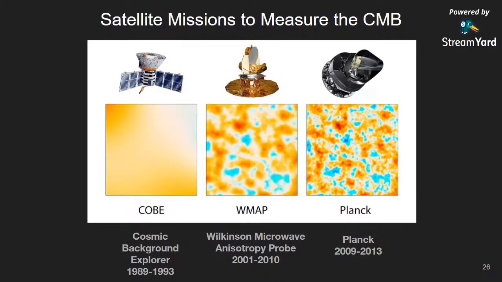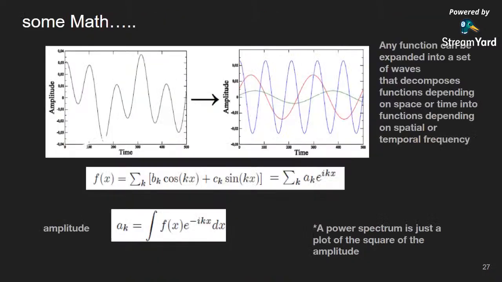And so we've had 3 satellites since 1990 or so: the COBE satellite, WMAP, and Planck. And there's even ground-based measurements now too, but as technology got better, we got finer and finer resolution.